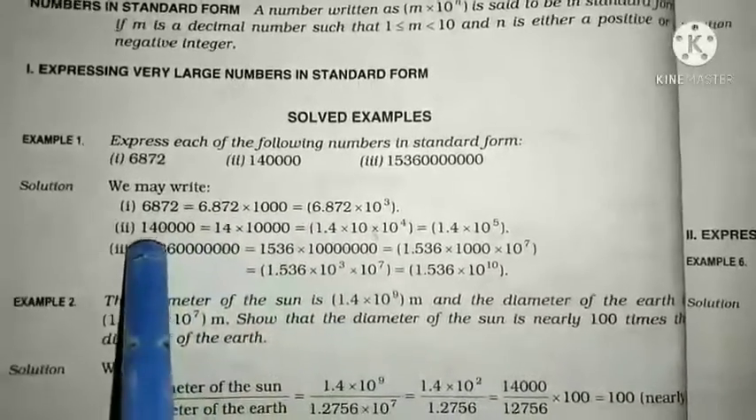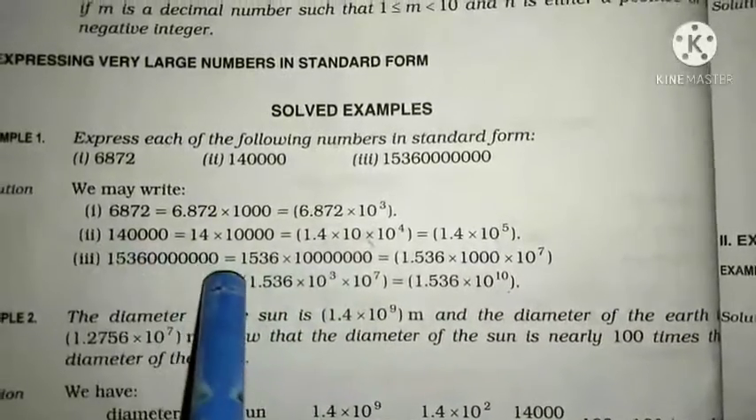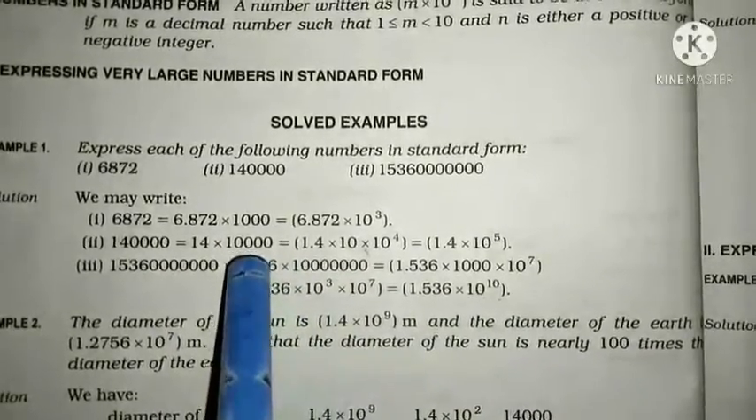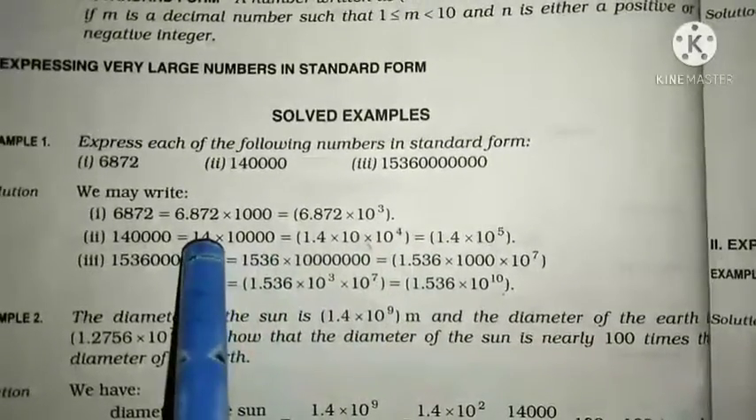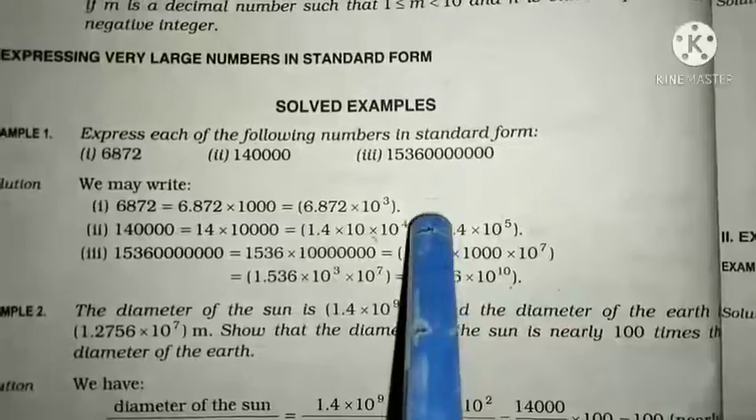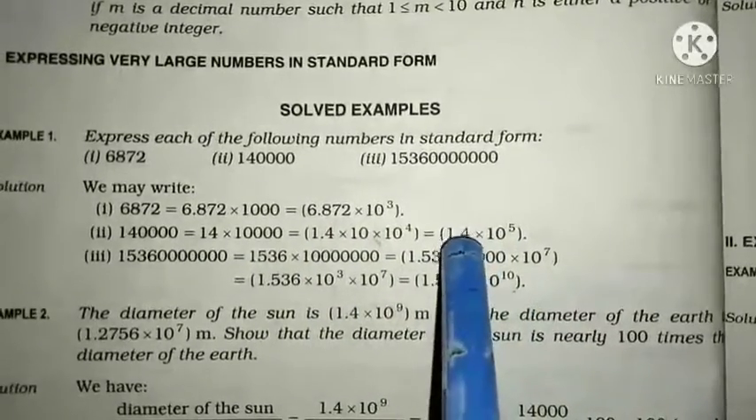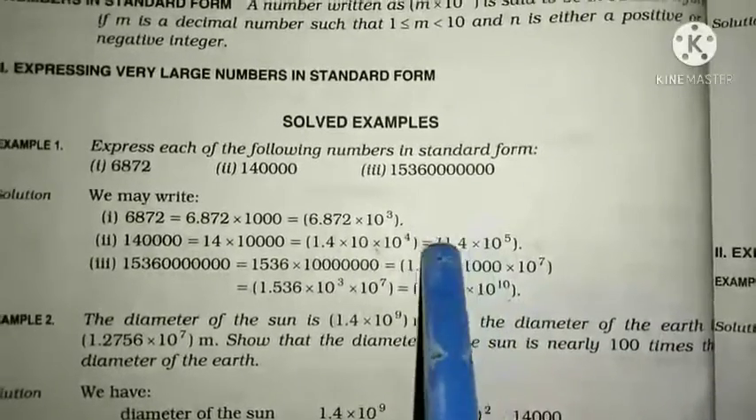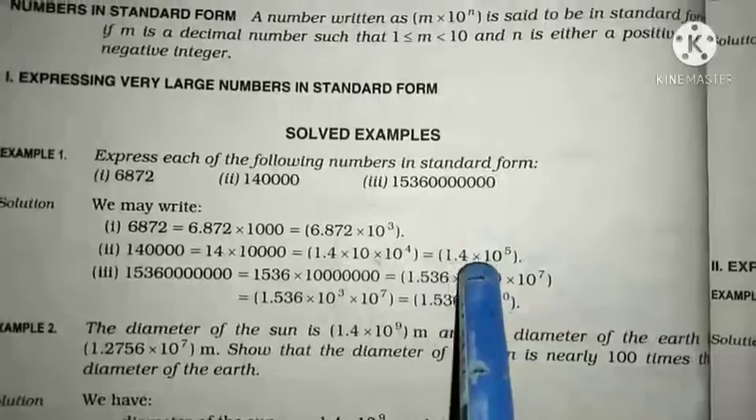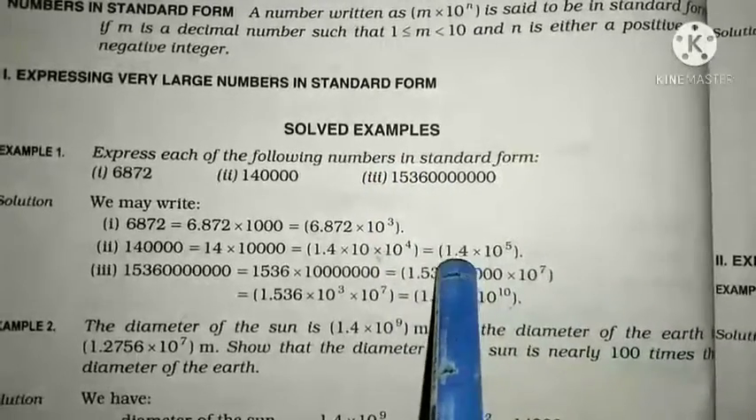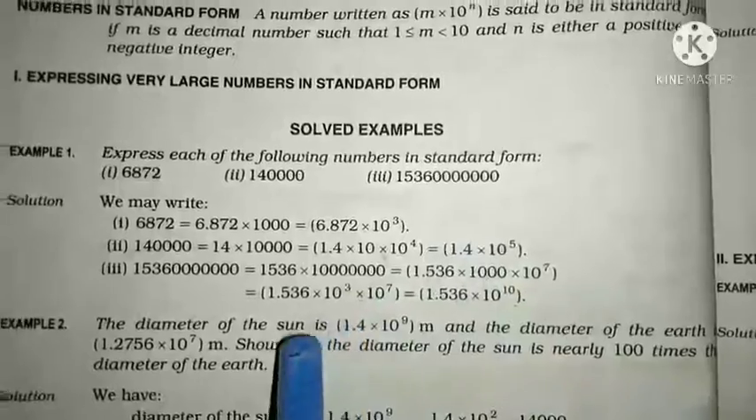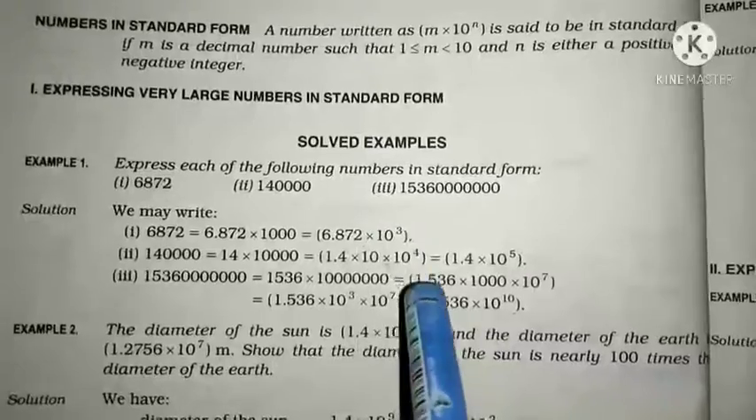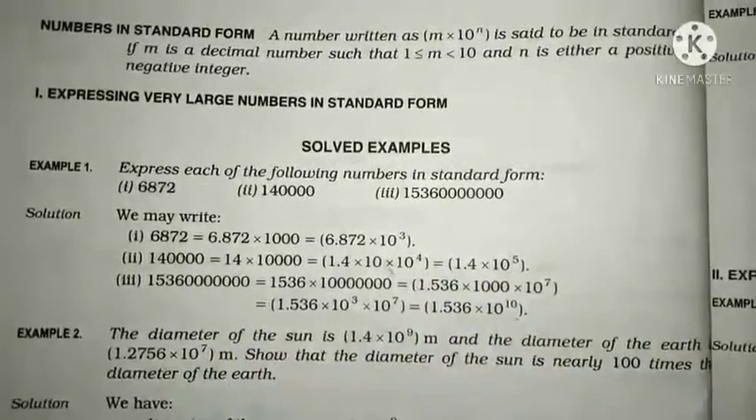Similarly, next example is 1,40,000. This can be written as 14 multiplied by 10,000. This again can be written as 1.4 multiplied by 10 into 10 to the power 4, and that can be written as 1.4 multiplied by 10 to the power 5. Our main aim is to convert the coefficient in such a way that it is equal to or greater than 1 and less than 10. If you write any number in such form, that is called the standard representation of an exponent number.